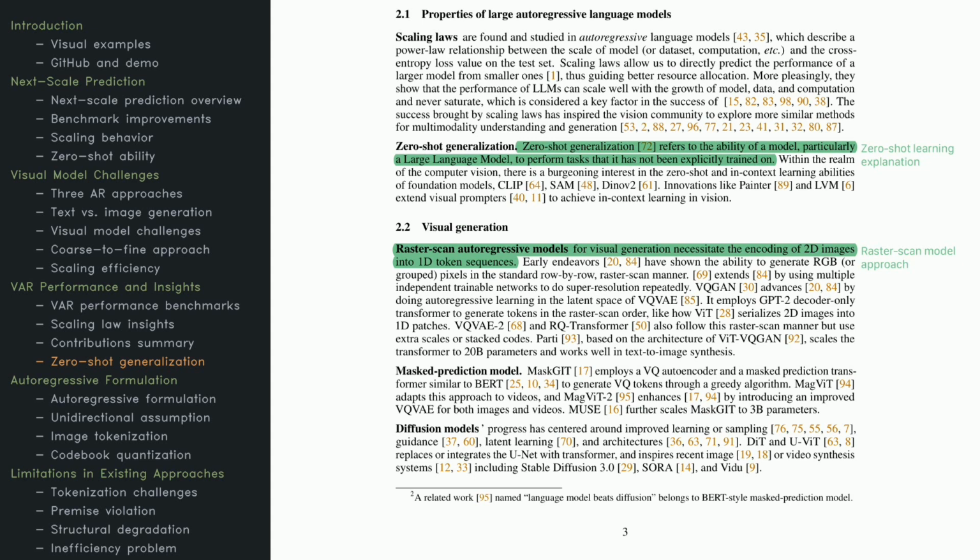Looking at other visual generation methods, we see two main styles: raster scan AR models and masked prediction models. Raster scan models turn images into sequences of patches and predict them one after another. Masked prediction models, like MaskGIT, use a BART-like approach to fill in missing parts. Then we have diffusion models, which incrementally refine noisy images into clearer ones. VAR stands apart by predicting entire scales at once, not just individual tokens. This sets it up as a potentially more scalable and general approach than conventional AR or diffusion methods.